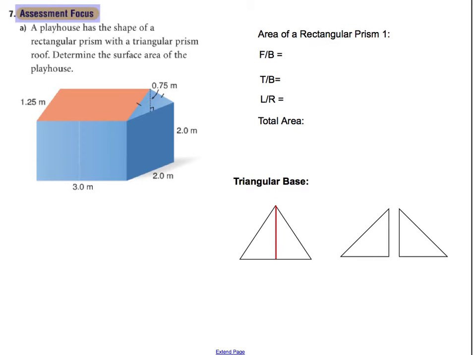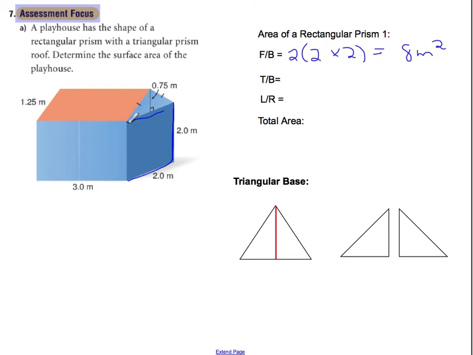Let's start with the rectangular one first, since it's usually the easiest one to do. So I'm just going to pull up my pen again. The area of the front, I'm going to call this my front, has dimensions of 2 meters by 2 meters. And of course, I have a front and a back. So I get 8 meters squared.